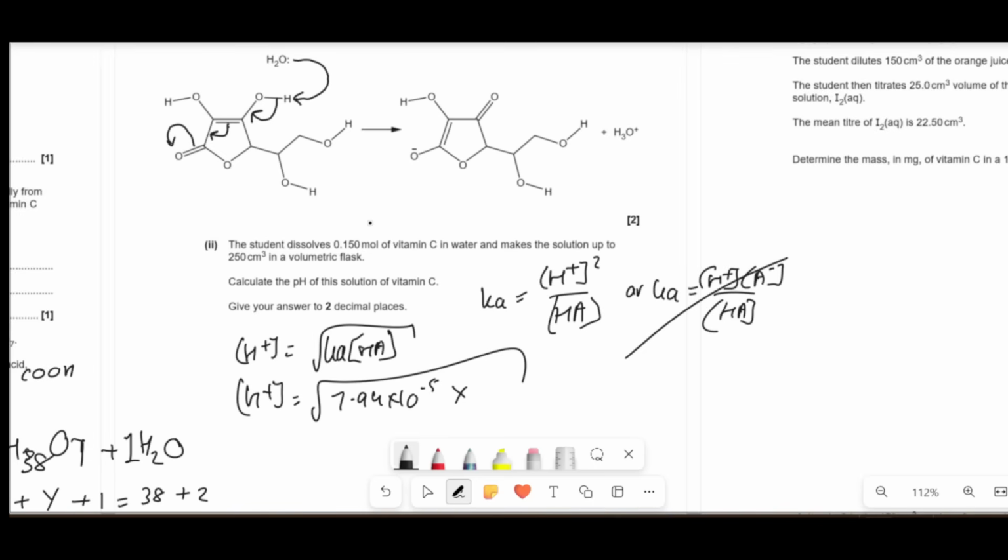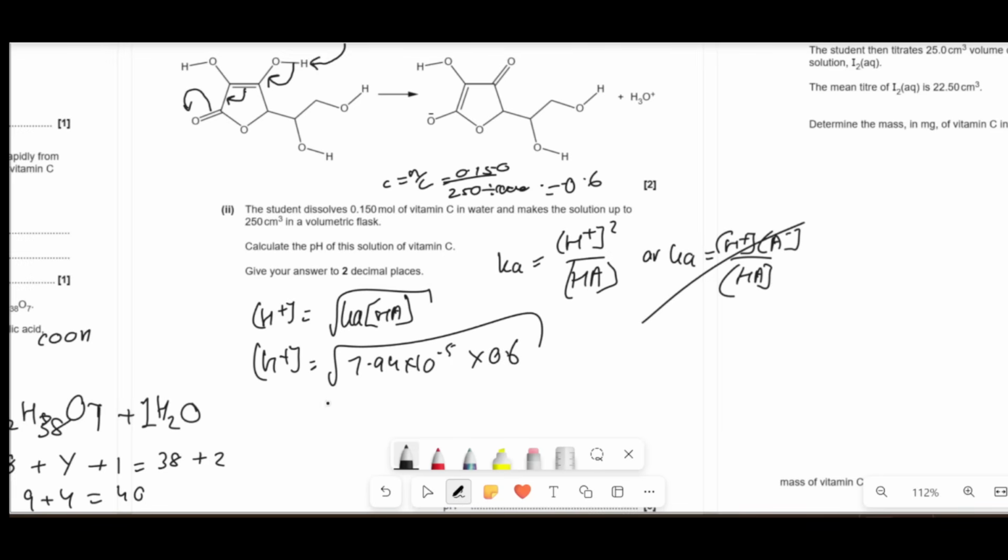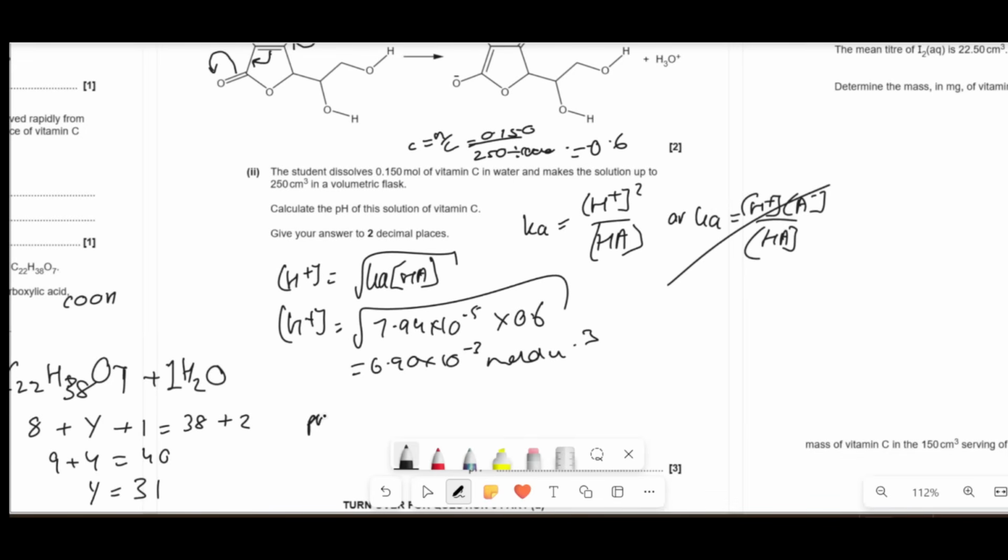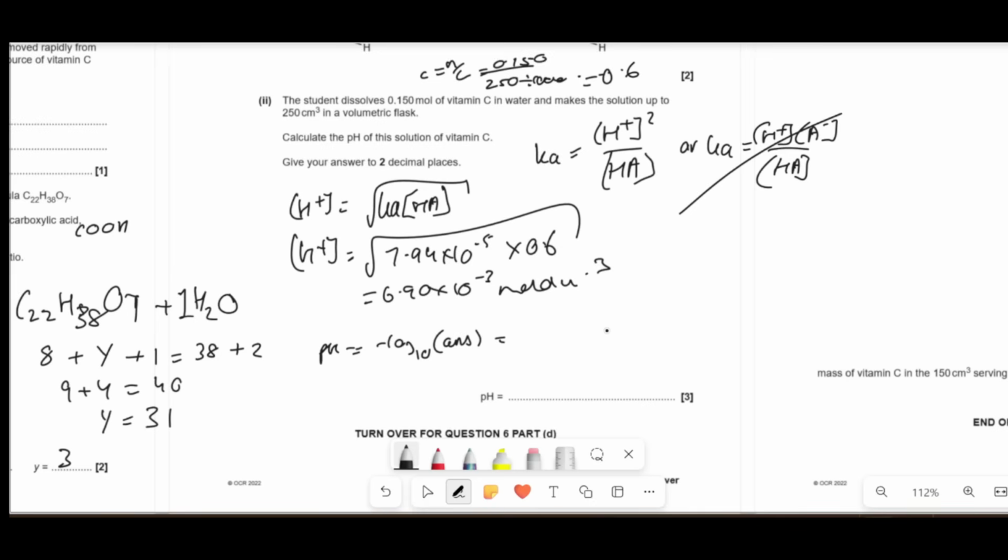So concentration is going to be C equals n over V, which is 0.150 over 250 over 1,000. So then that's the concentration, which gives you 6.90 times 10 to the minus 3 mol dm^-3. Then to find the pH, it's just the negative log to the base 10 of that H+. We get 2.16. Remember that it has to be 2 decimal places, and there you go.